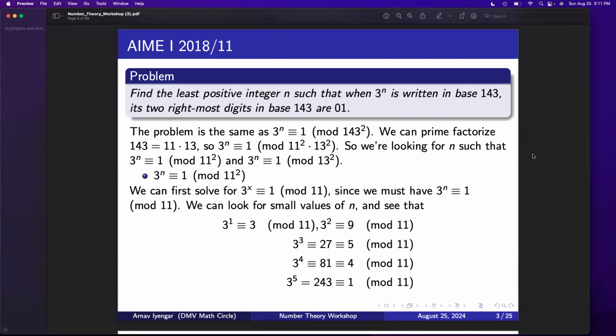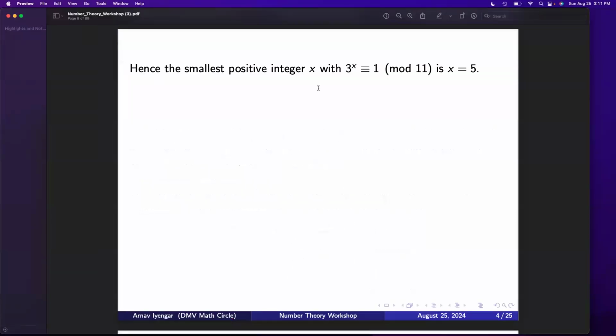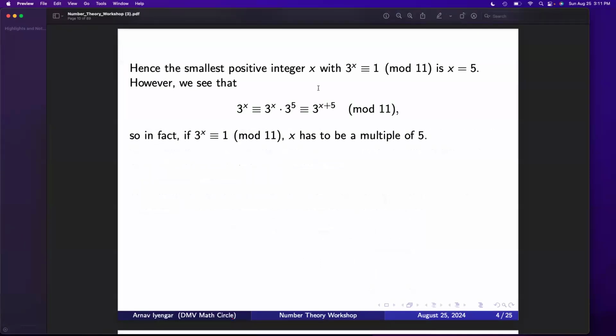You can message in the chat. Well, what must x satisfy if 3 to the x is 1 mod 11? Yeah, so 5 has to divide x. The reason is you'll have 3 to the x is equal to 3 to the x times 3 to the 5 mod 11, because 3 to the 5 is 1 mod 11. So it'll be equal to 3 to the x plus 5, which means that since 5 works, then 10 works, and so on. And since 1, 2, 3, and 4 don't work, numbers that are 1, 2, 3, and 4 mod 5 won't work either. So x has to be a multiple of 5. By that logic, n has to be a multiple of 5.